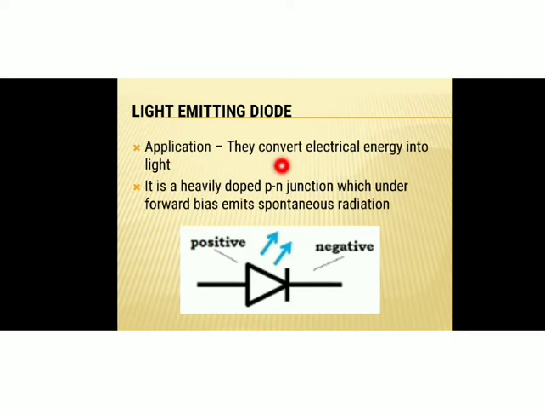That is the second category in special purpose junction diodes. So what is the application? They convert electrical energy to light. So an LED is a device which converts electrical energy to light, and it consists of a heavily doped PN junction diode which, under forward bias, emits spontaneous radiation. That means this diode, the LED, operates under forward bias condition. A photodiode operates under reverse bias condition. An LED operates under forward bias condition.